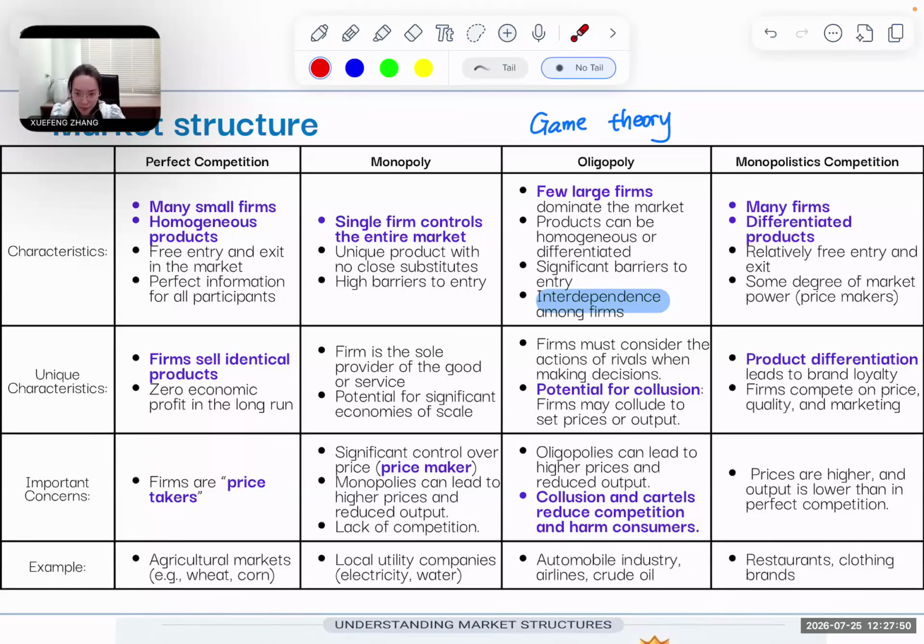Many firms, okay, but each one differentiates itself. That's why we have differentiated products. So you are not comparing identical products anymore. You are choosing based on brand, taste, and quality. That gives each firm a little pricing power, not because they control the market, but because their product feels unique to you. All right.